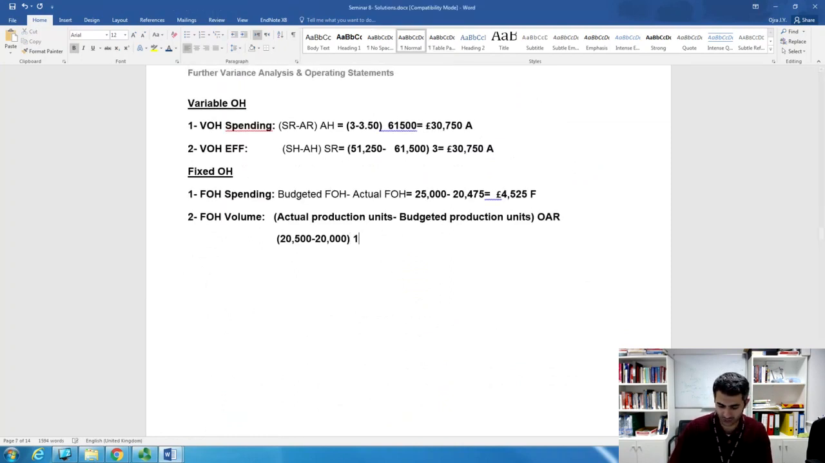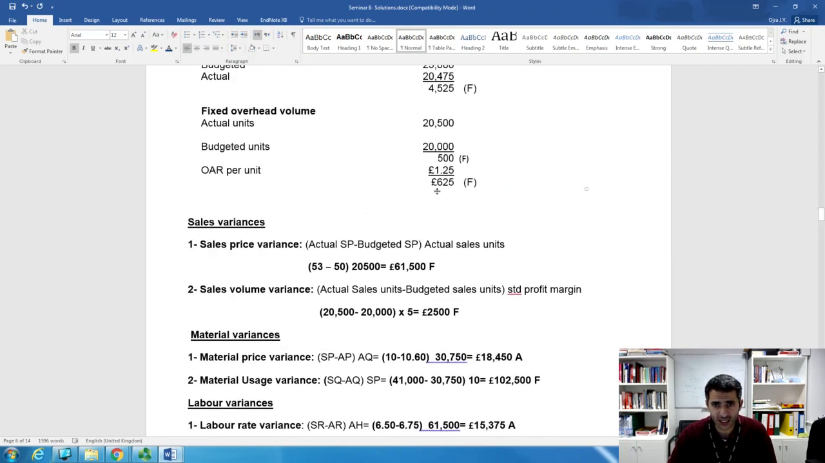So now you need to calculate 1.25. As I said, this is the budgeted fixed cost per unit, or the overhead absorption rate. So 500 times 1.25 equals 625. And of course it is favorable. Why? Very simple, because we produced more by 500 units than expected. So 625, let's check. Here we go, that's right, excellent. And save.